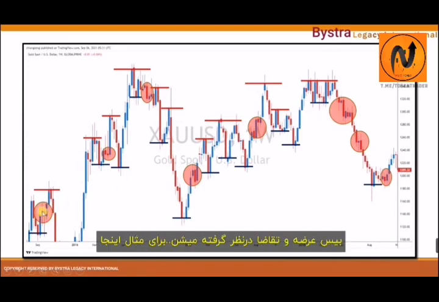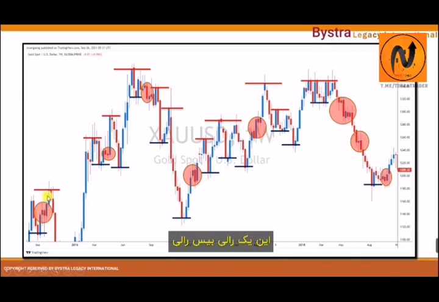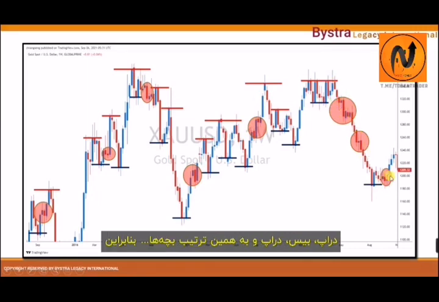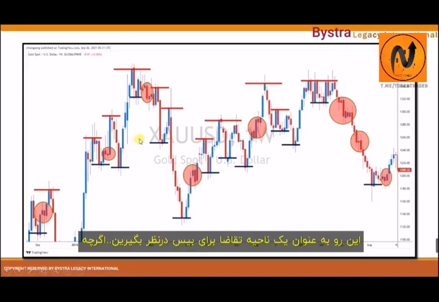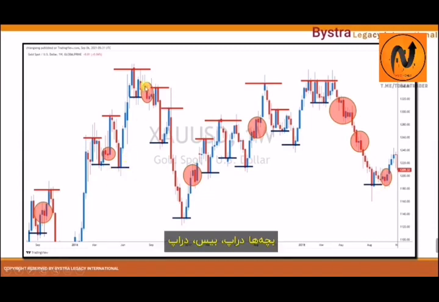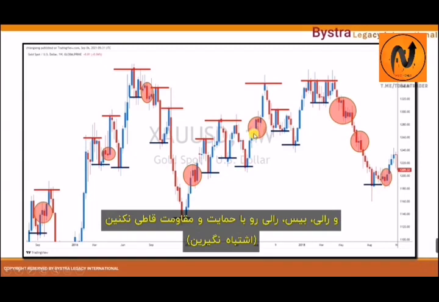For example, here, this is a rally, base, rally. Rally, base, rally. Drop, base, drop. Rally, base, rally. Drop, base, drop, and so on, guys. So make sure that when you want to identify your support and resistance, it is not a base. Like this one, yes, you can consider this as a demand zone for base. However, this is also our resistance area. So do not confuse drop base drop or rally base rally as your support and resistance.